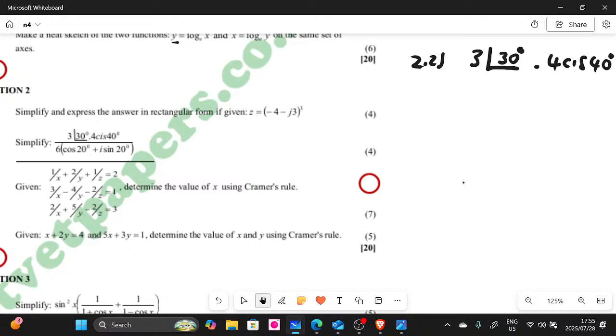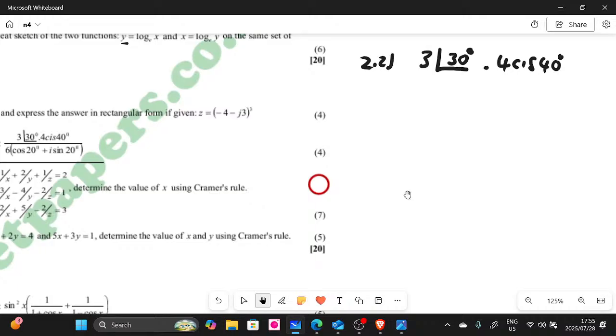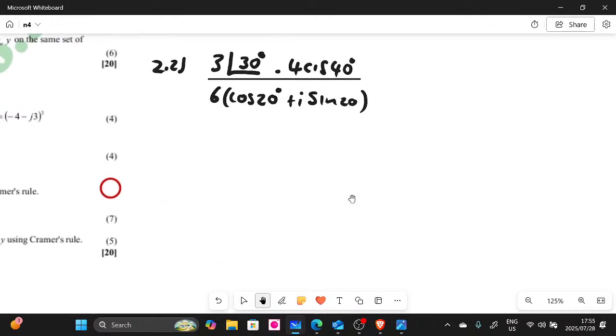Right, let me just create a bit of space here again. And then all this is divided by 6, then close bracket, we have cos 20 degrees plus i sine 20 degrees. This is the formula that we used earlier on to change from polar to rectangular. Remember? We still remember earlier on, just now.